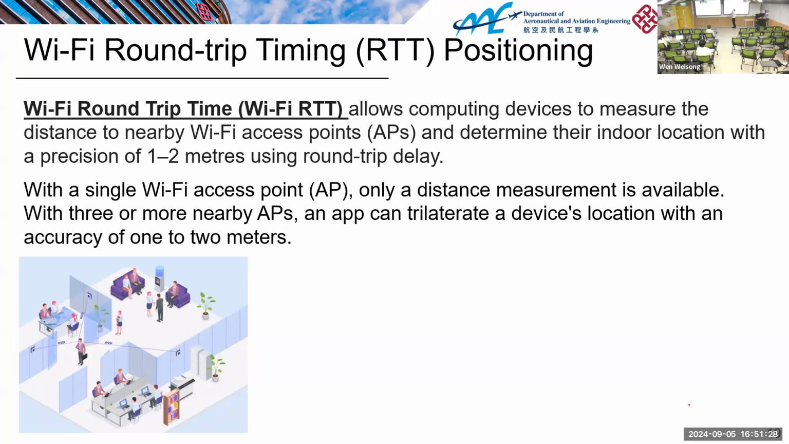For example, if you want to calculate XYZ, you need at least 3 equations. It means you need to receive messages from 3 different APs, or more than 3 messages from nearby APs. Then you can triangulate a device's location with an accuracy of 1 to 2 meters.